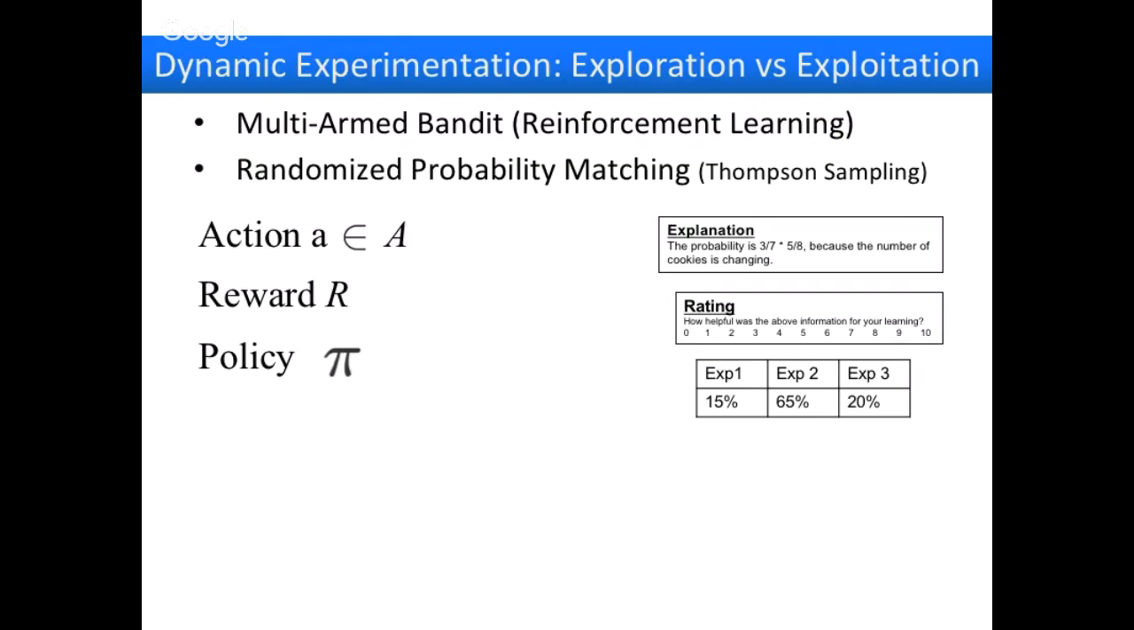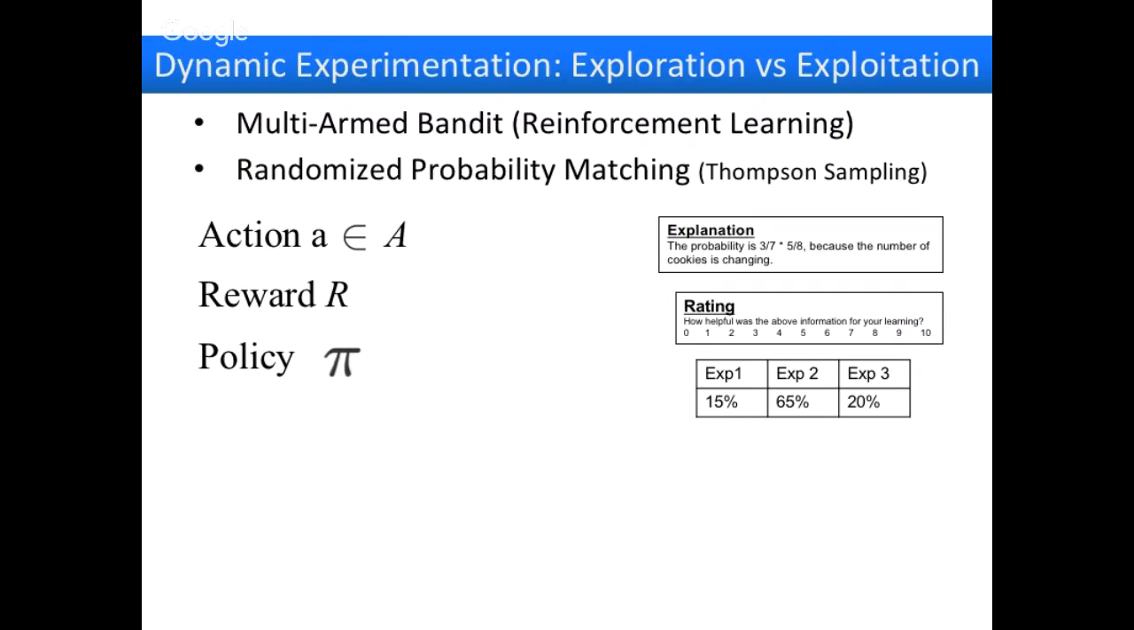Well, where do those numbers come from? Basically, we calculate the probability that that's the highest rated explanation. So what's the probability that explanation 1 is the highest rated? Someone want to answer? Who says it's 15%? Who says it's 65?